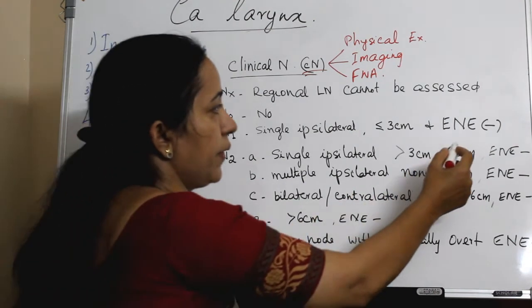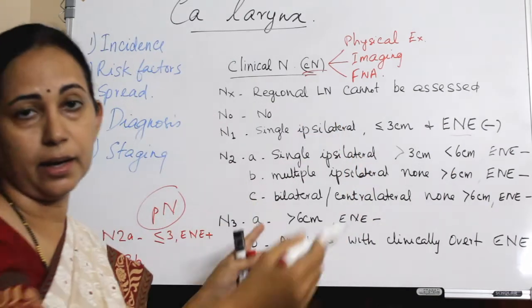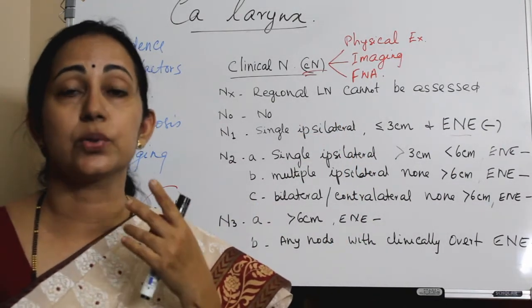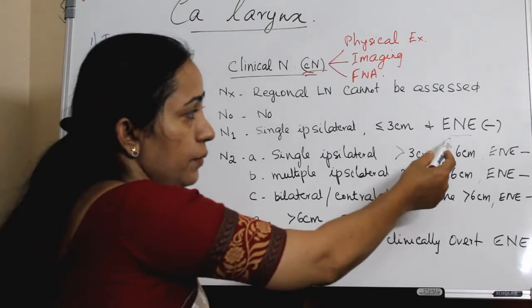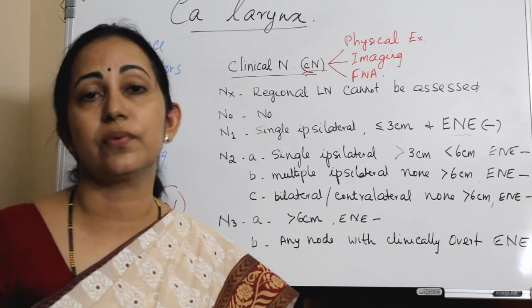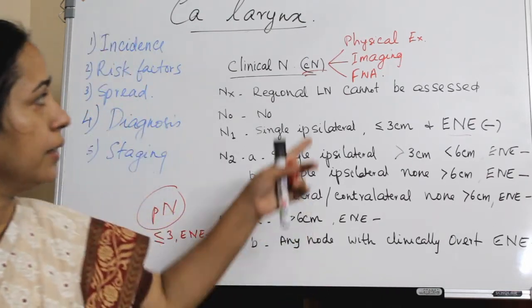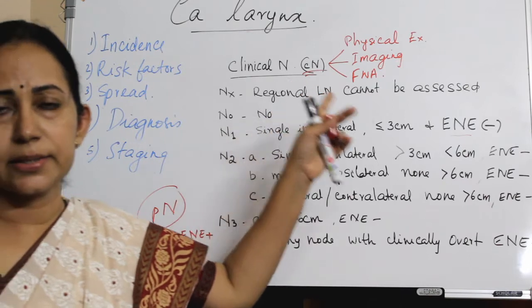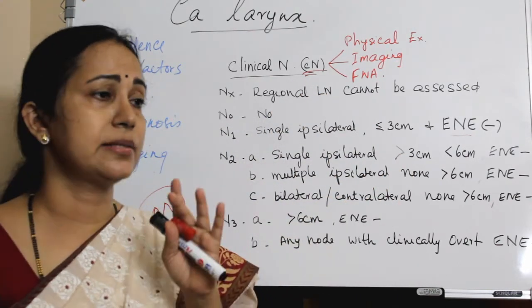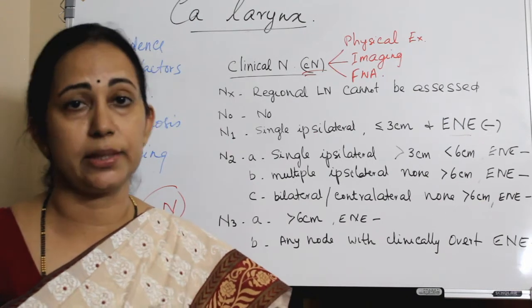And the important factor, other than what I told, ipsilateral or contralateral, the size and also the number, is ENE. What is that? It is extranodal extension. The presence or absence of extranodal extension. Extranodal extension is determined by physical as well as radiological evidence of four things.